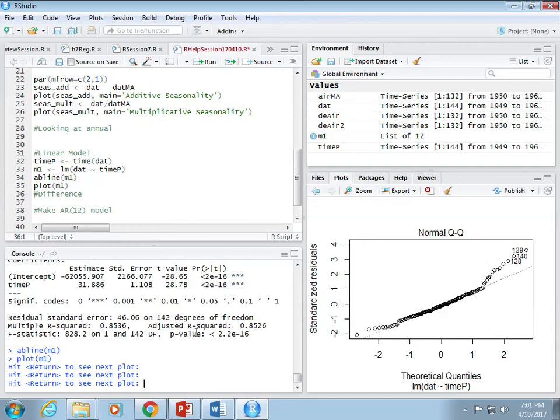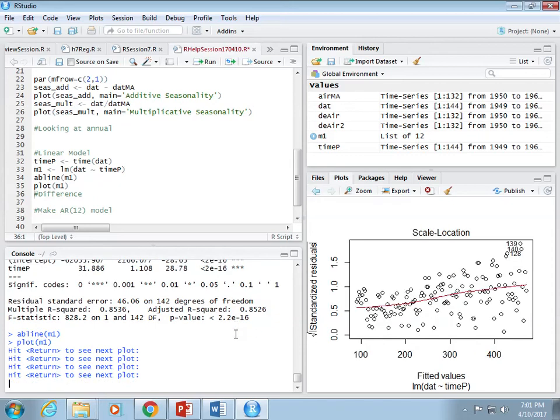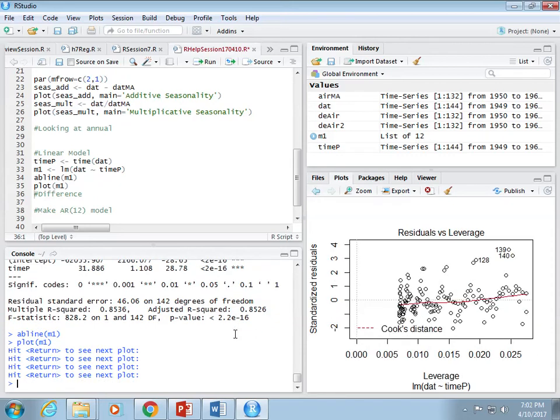You can flip through the other plots. You all know the QQ plot. This one doesn't look too bad. And I don't worry too much about these other ones.